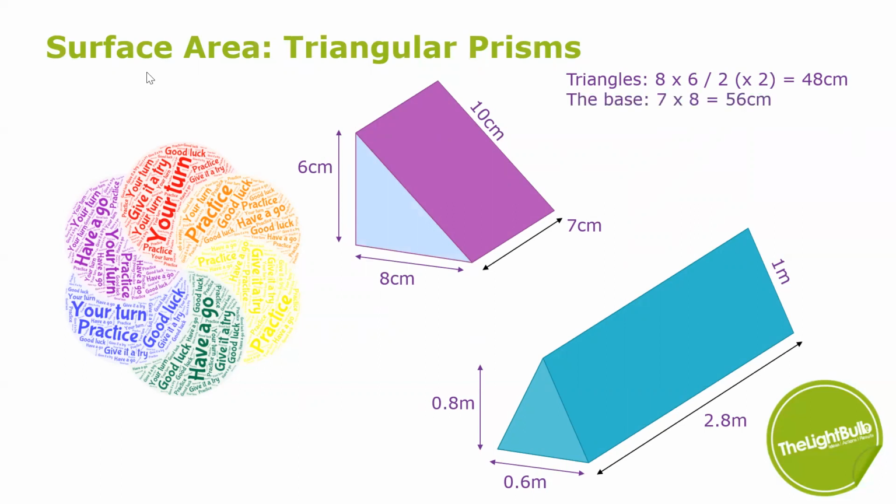And the base is 7 times 8, which is 56. The back is a height of 6 times a width of 7, that's 42. And then the slanted side is 10 times the width of 7, which is 70. Add them all together, should give you a total surface area of 216 centimeters squared.